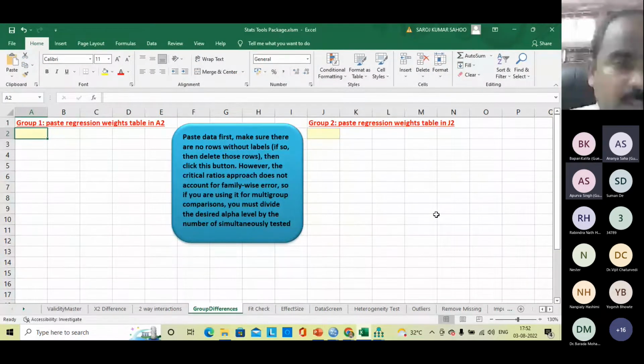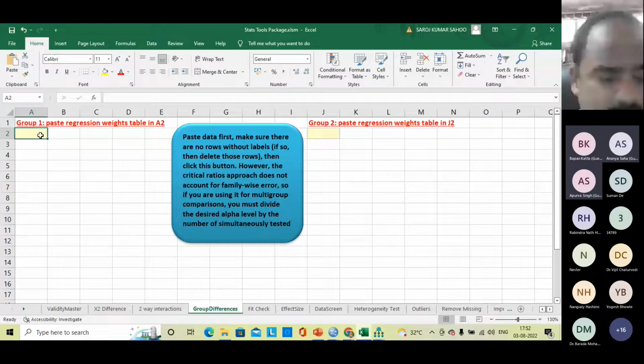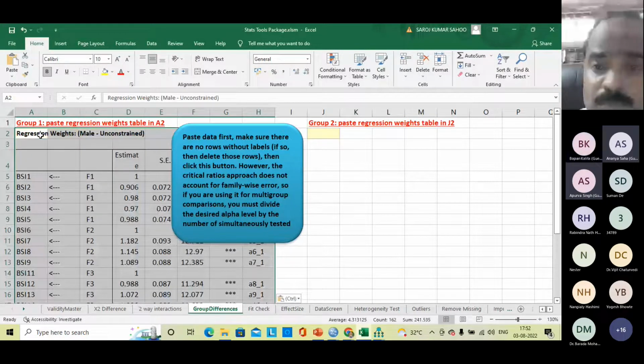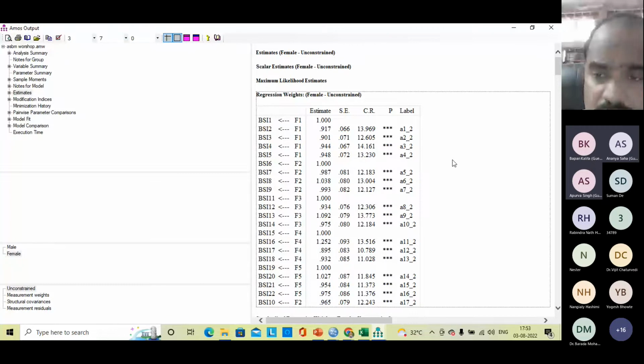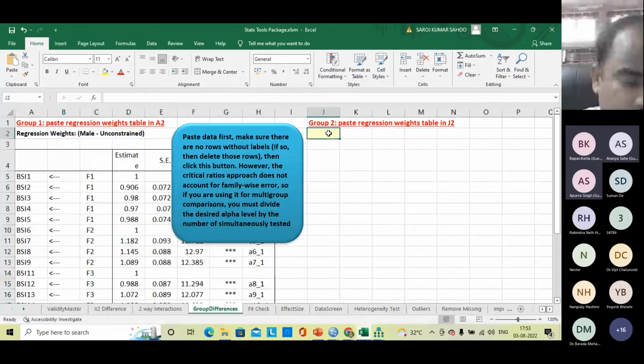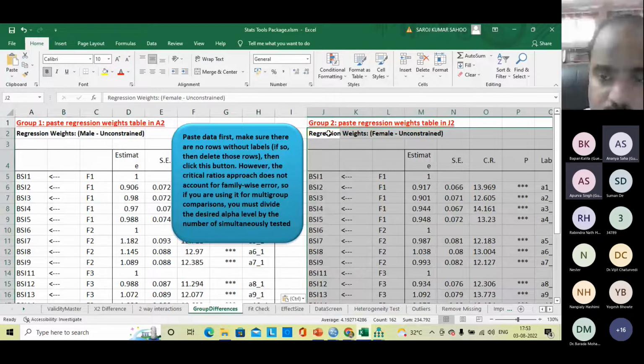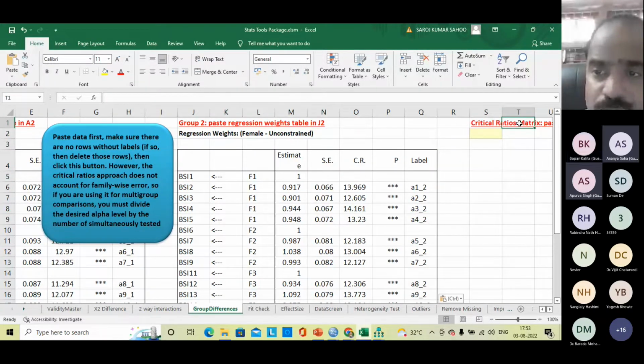That is the macro Excel sheet. Go to the option written group difference. Paste here. Now what is the second group? That is constrained. Go to the constrained values or female values. Click here, copy, take it here and paste here. Done. Then another thing you need to paste, that is the critical ratio.